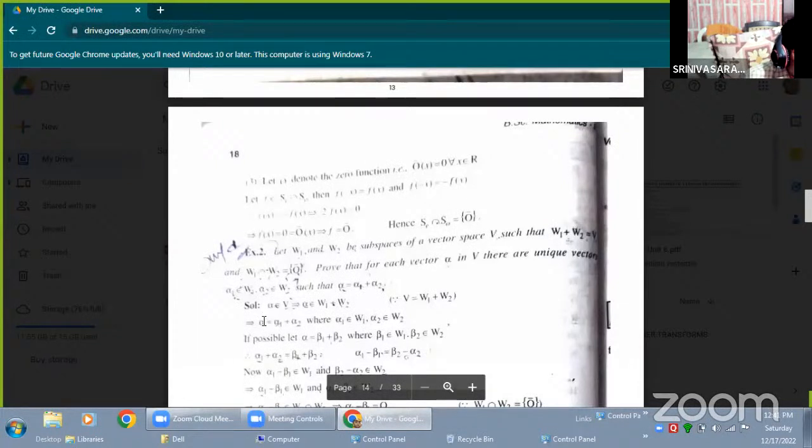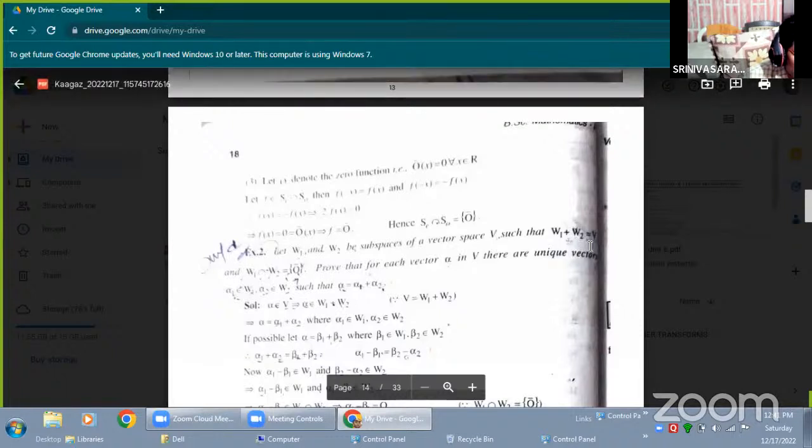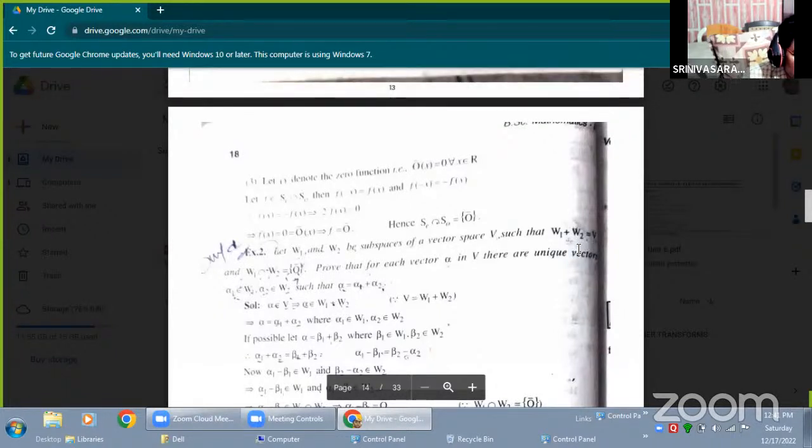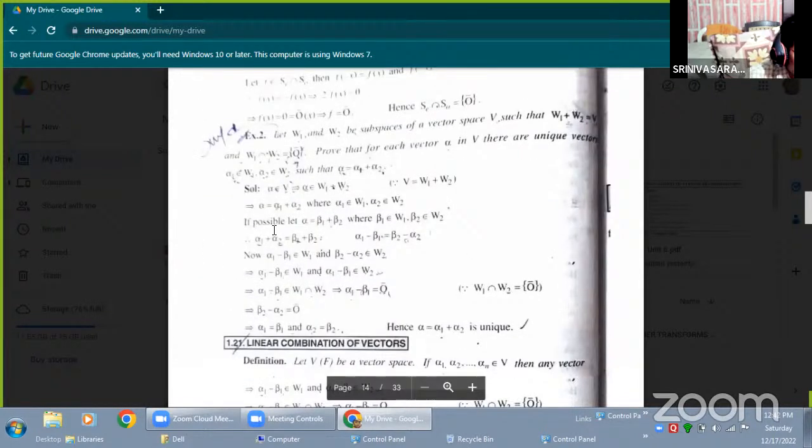Here alpha is one of the vectors, and the same vector lies in the sum of the subspaces. So according to this condition, W1 plus W2 equals V. Alpha is an element of V, alpha 1 is an element of W1, alpha 2 is an element of W2. So alpha equals alpha 1 plus alpha 2. Next, if possible, let alpha equal beta 1 plus beta 2, where beta 1 belongs to W1 and beta 2 belongs to W2. When alpha equals beta, their linear sums are also equal, that is alpha 1 plus alpha 2 equals beta 1 plus beta 2. This is the well-definedness of this part.